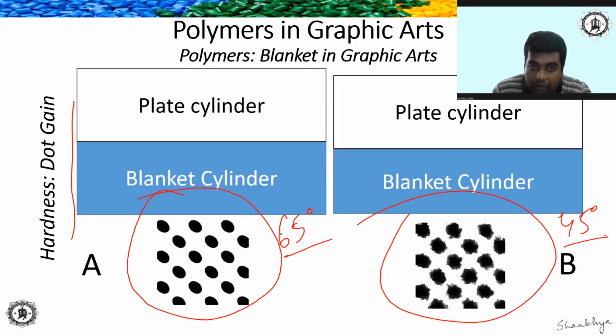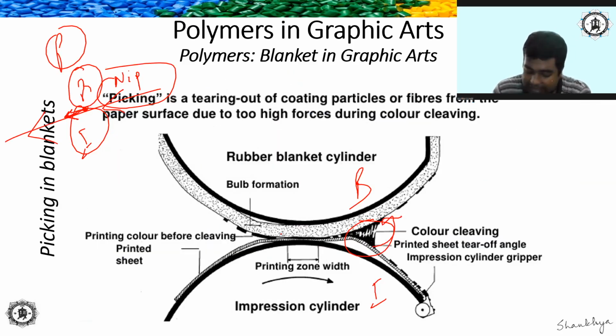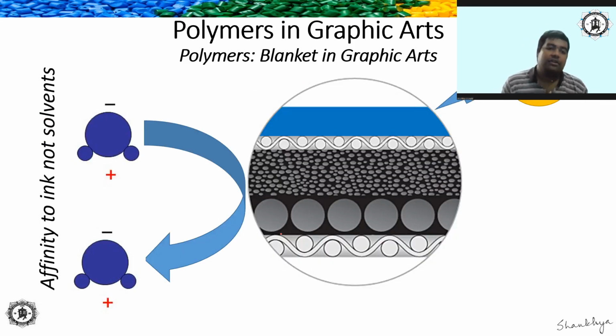If you go back to the slide, as I already told, the blanket should not have great affinity towards polar solvents which are found in inks and cleaning agents. So in this context also, I would like to mention that whenever you are cleaning a blanket, you should make sure you are not using any polar organic solvents which may have an adverse effect on the lifespan of the blanket.